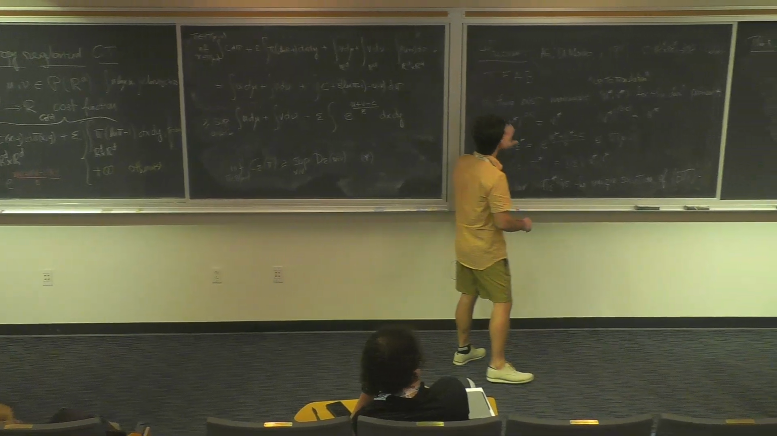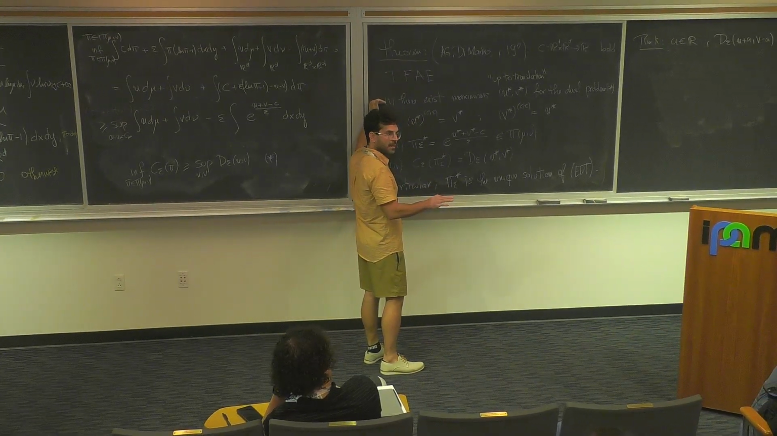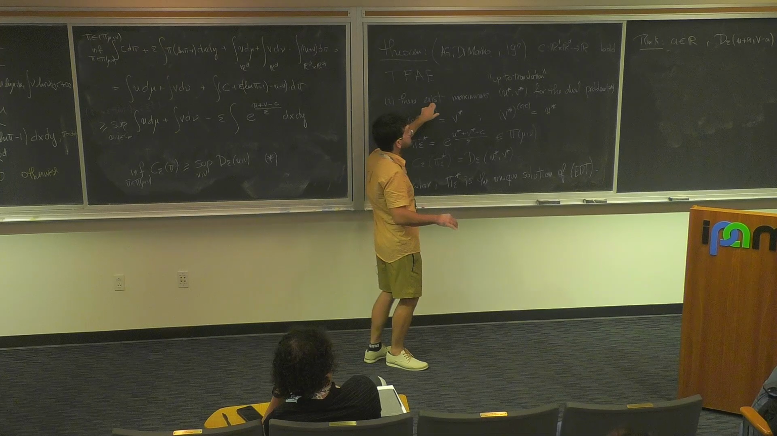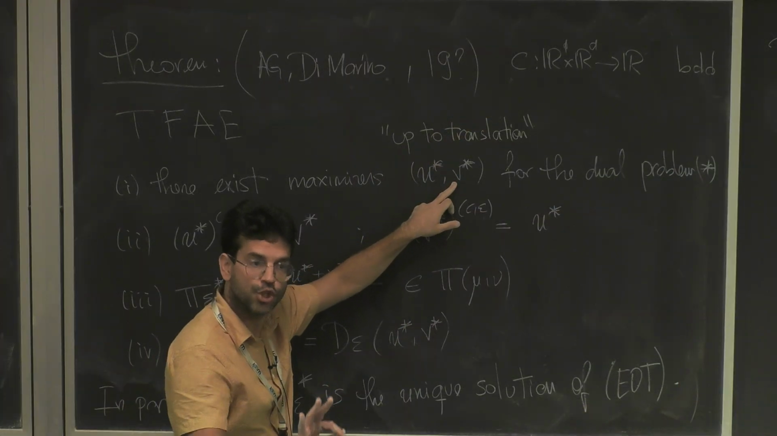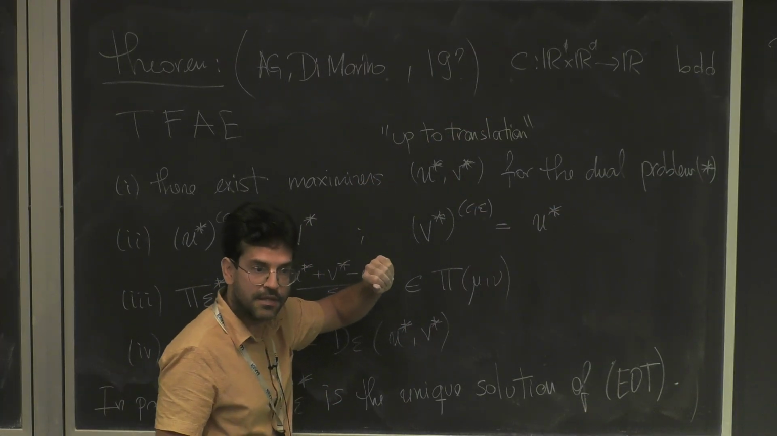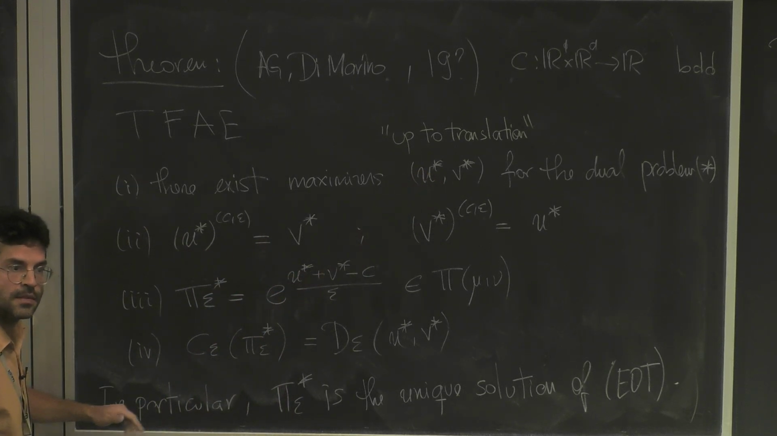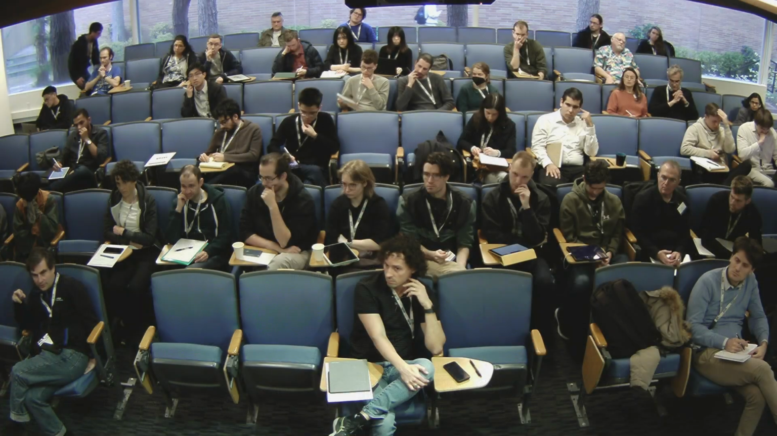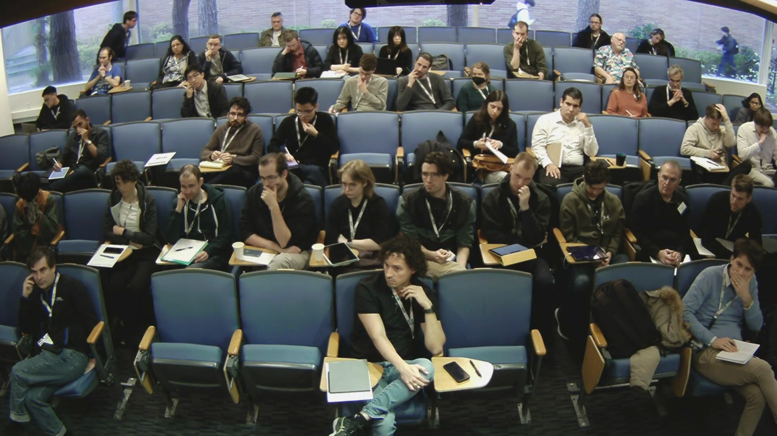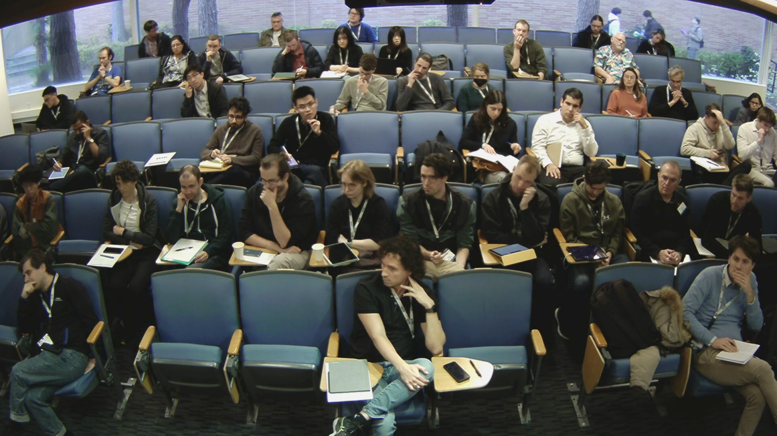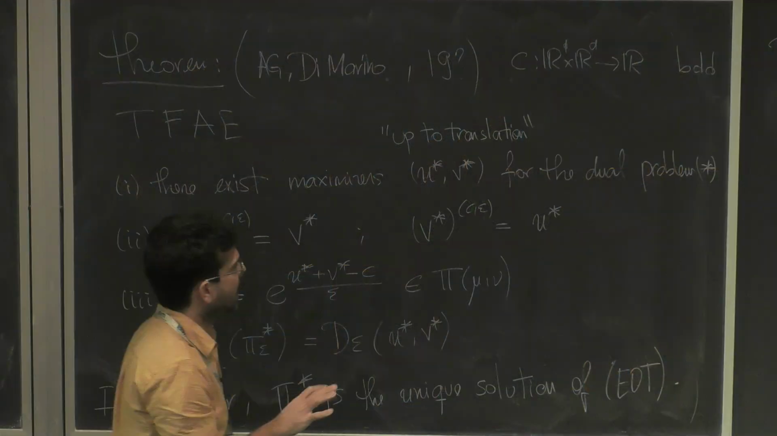So what I'm saying is, I didn't prove the existence of the maximizer. What I'm saying is, if there exist maximizers U star and V star, which is true, at least in the case when C is bounded, then everything holds. But it's for that specific pair U star, V star. So I'm saying there exist maximizers that I'm calling U star, V star. Okay?